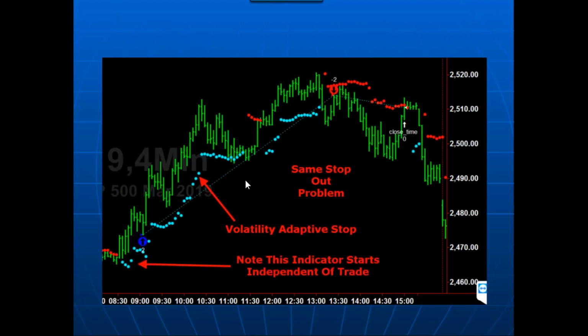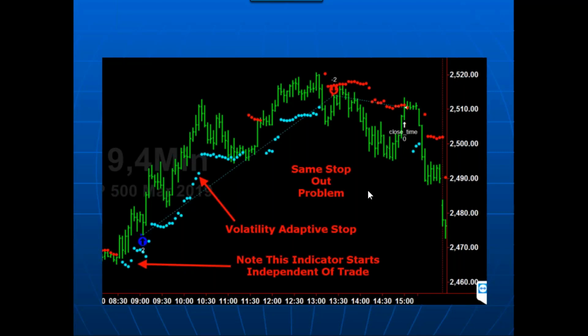Now on this same chart, note that this indicator starts independent of the trade. It starts way back here and is in progress. It's already crowding the market before the trade starts. And that's why we get stopped out up here. Because if we started way too soon, we're not taking into account the profit on the trade. We're just looking at the price bars and responding accordingly.